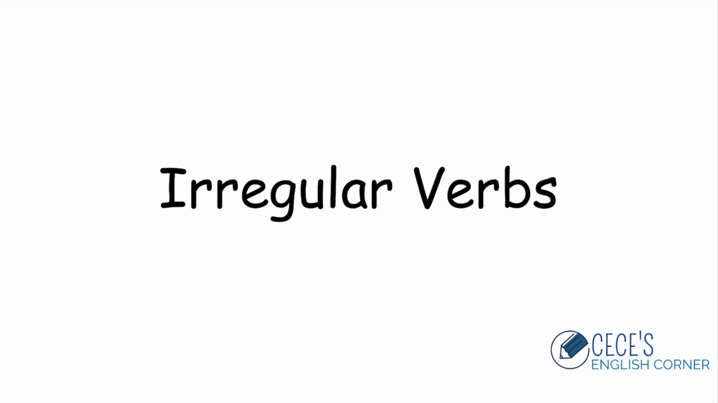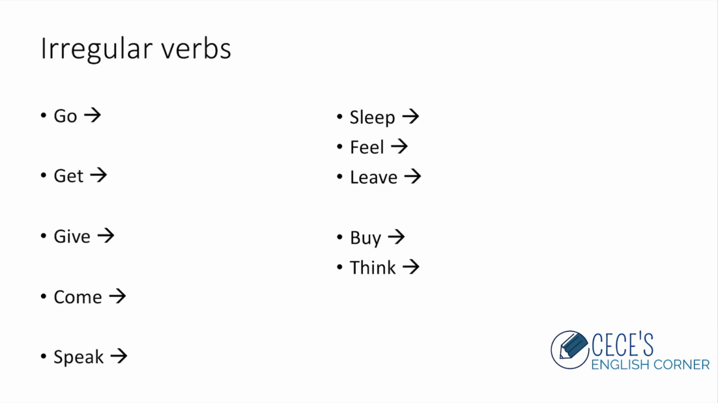There are many different examples of irregular verbs. The more you encounter these verbs, the more you'll remember them and recognize them. Here are a few of the more common ones. The past tense of to go is went. The past tense of get is got. The past tense of to give is gave. Come, came. Speak, spoke. Sleep, slept.